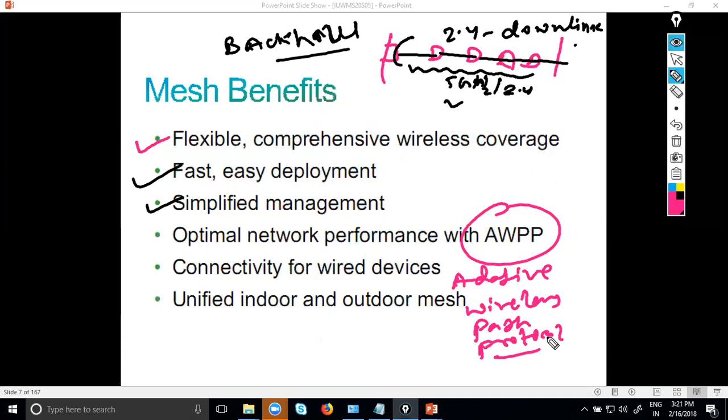Let's take an example of OSPF. You use different algorithms to find the best path, like in EIGRP you have DUAL, and in OSPF you have SPF techniques. But here in wireless also, we have an additional protocol which is required to find the best path in a Wi-Fi mesh design, called AWPP, Adaptive Wireless Path Protocol, that can be discussed here.